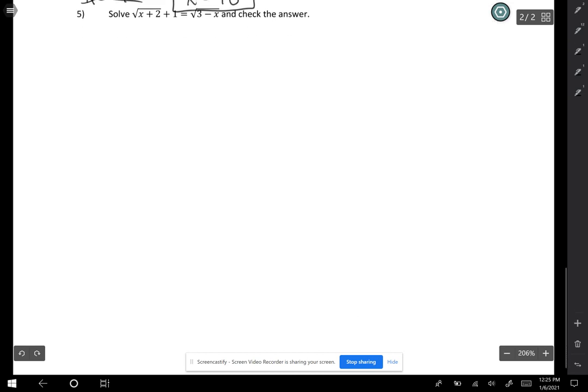All right, for our last problem here, we're solving the square root of x plus 2 plus 1 is equal to the square root of 3 minus x, and we're going to check our answer. So let me go ahead and write this problem down first.